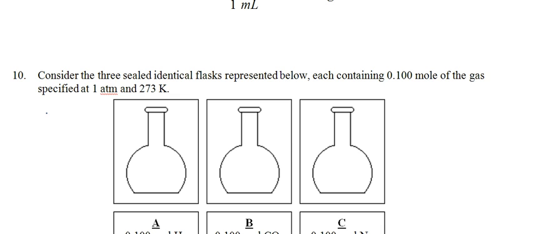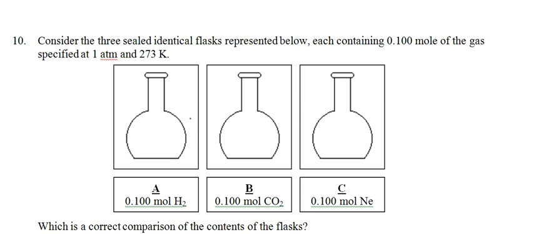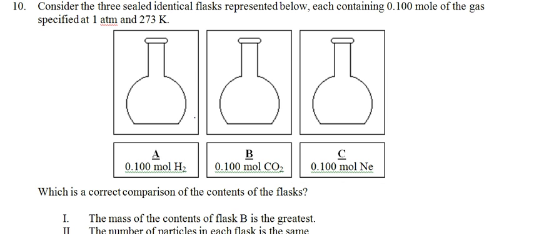Alright, number 10. Consider the 3 sealed identical flasks represented below, each containing 0.1 moles of a gas, specified at 1 atmosphere and the same temperature, 273 Kelvin. So, in flask A, we have 0.1 mole of hydrogen. Flask B, we have 0.1 mole of carbon dioxide. Flask C, we have 0.1 mole of neon.